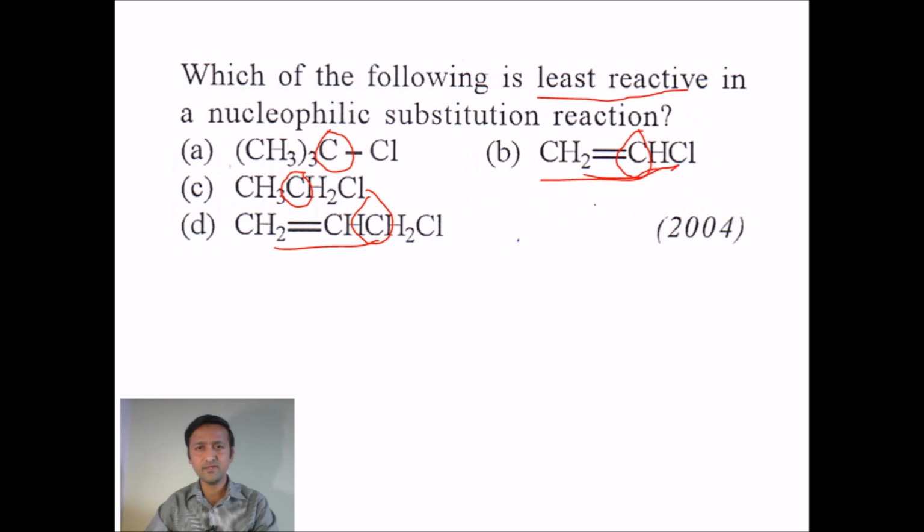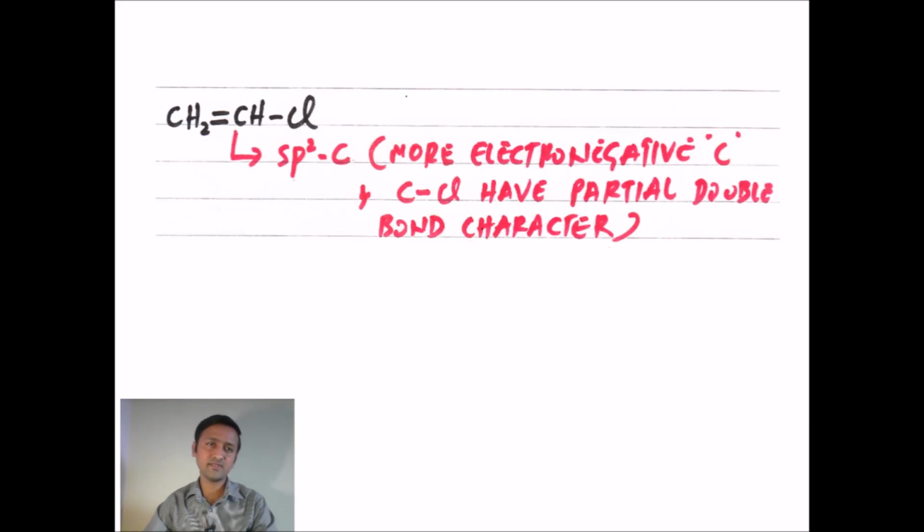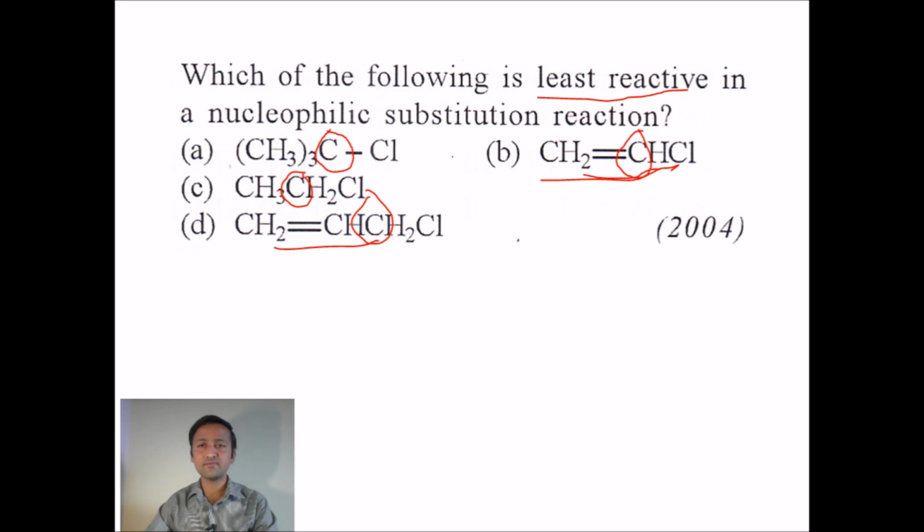Vinyl chloride. In vinyl chloride, chlorine is attached to an sp2 hybridized carbon atom, and so this carbon-chlorine bond gets partial double bond character. As a result it's very difficult to break that bond, so it should have very little reactivity towards any nucleophilic substitution reaction. So the right answer for this question is option B.